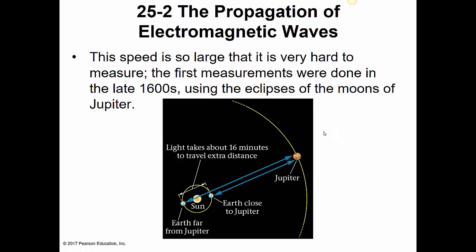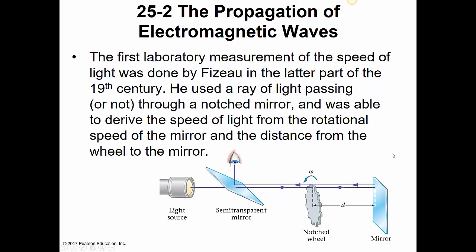The speed is so large that it's very hard to measure. The first measurements were done in the late 1600s using the eclipses of moons on Jupiter. In the 19th century, a ray of light passing through a notched wheel and a mirror was able to derive the speed of light from the rotational speed of the wheel and the distance from the wheel to the mirror.